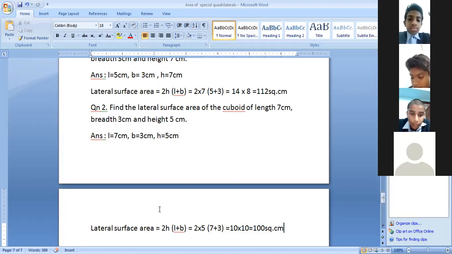Clear? Is that clear? Length and height interchanged, only that change made. Okay.